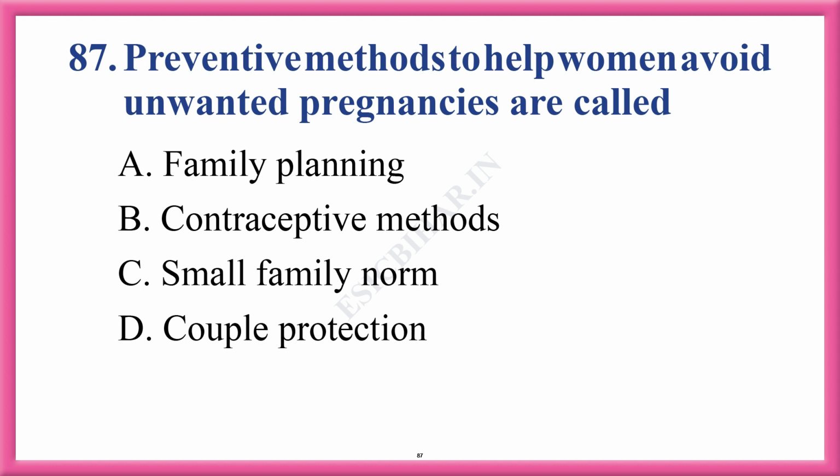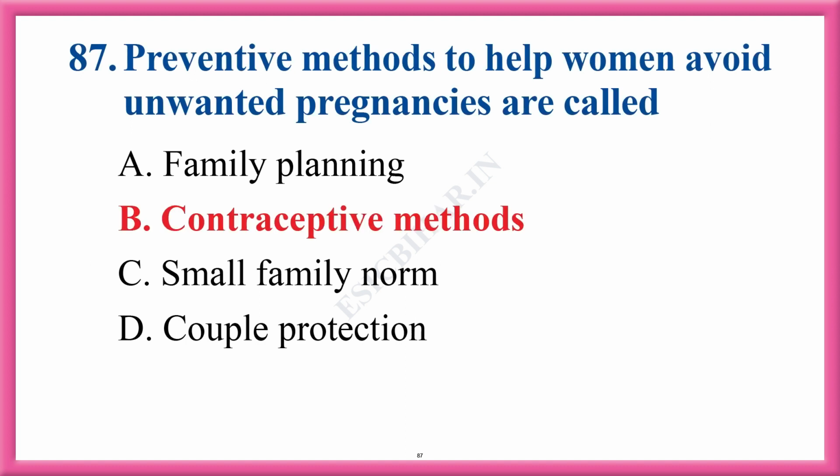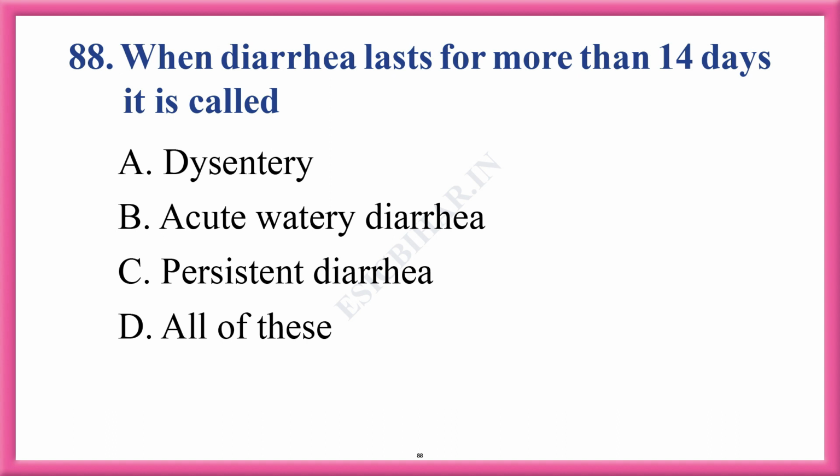Family planning. B. Contraceptive methods. C. Small family norm. D. Couple protection. And the answer is B. Contraceptive methods. Question 88. When diarrhea lasts for more than 14 days, it is called A.